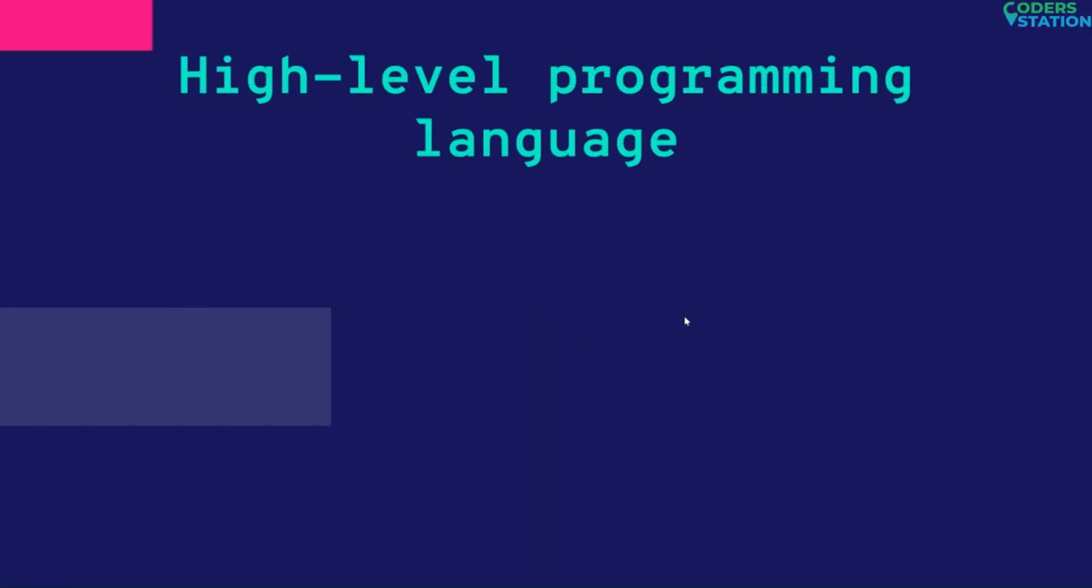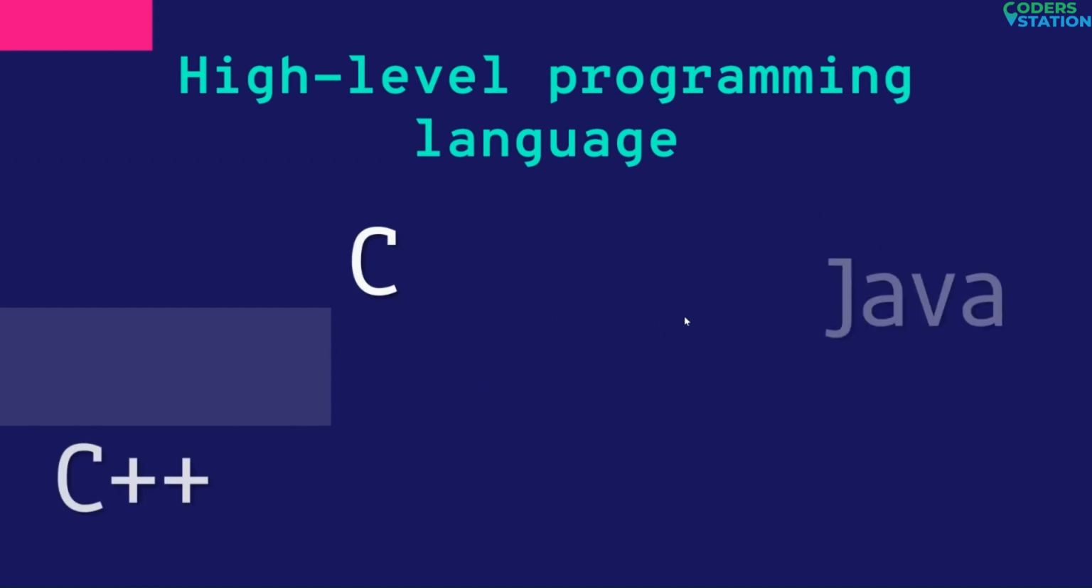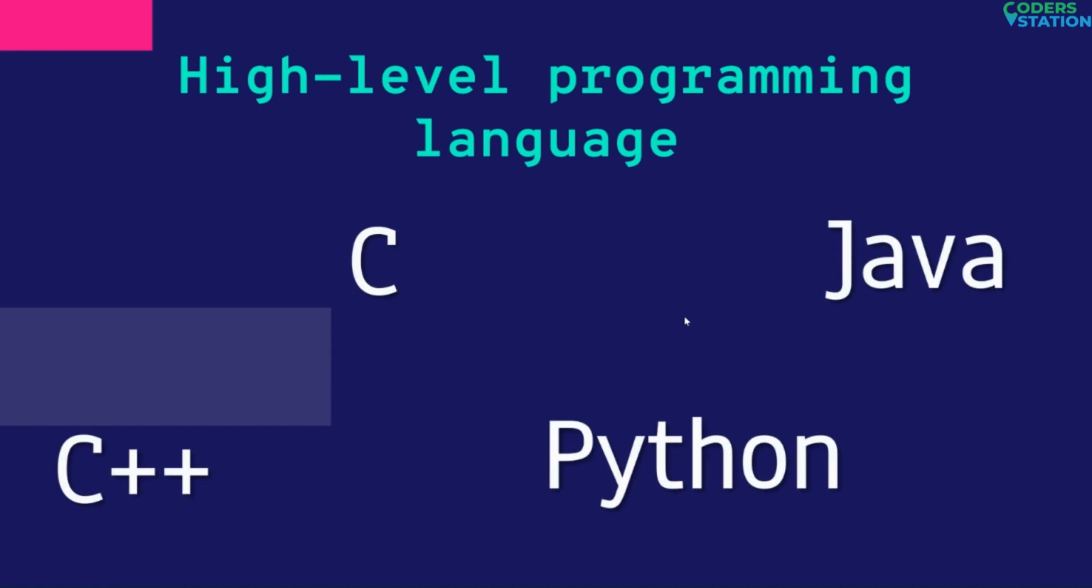So here are some of the high level languages we have, such as our language that is C, C++, Java and Python. As you have understood what is a compiler, now I am gonna tell you that there are two ways through which you can code in C.